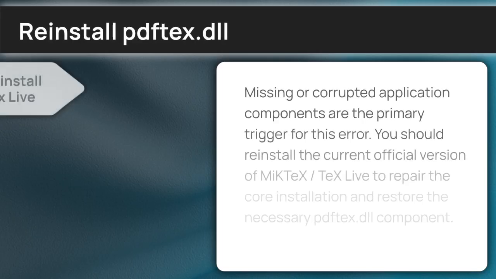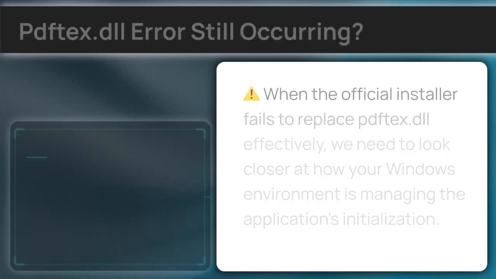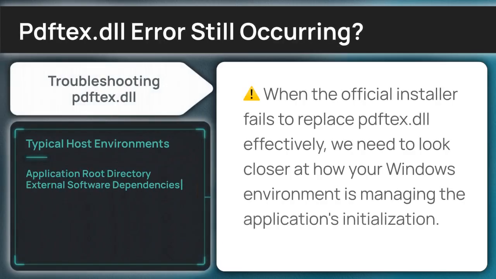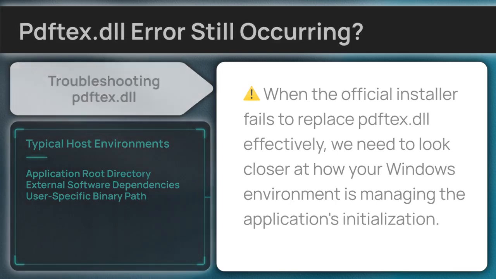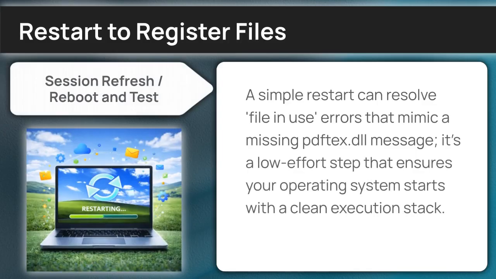Missing or corrupted application components are the primary trigger for this error. You should reinstall the current official version of MiKTeX/TeX Live to repair the core installation and restore the necessary Pdftex Library DLL component. If you are still encountering the error after following the official setup, it's time to investigate the underlying system architecture. Performing a restart can determine if the error is just a transient environment glitch. A reboot refreshes your system's path variables and can sometimes reestablish a broken link to the Pdftex library file.